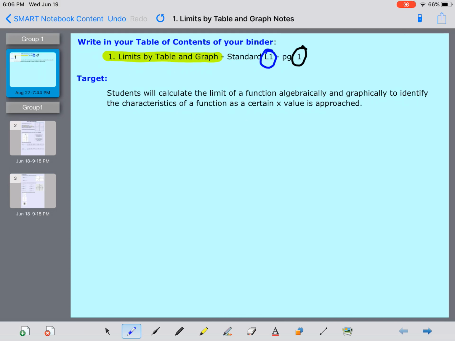Just kind of go along and write down any questions that you may have. So those are things that we can address first thing in class on the next day that I see you. Okay, so we're just going to dive into what a limit is.